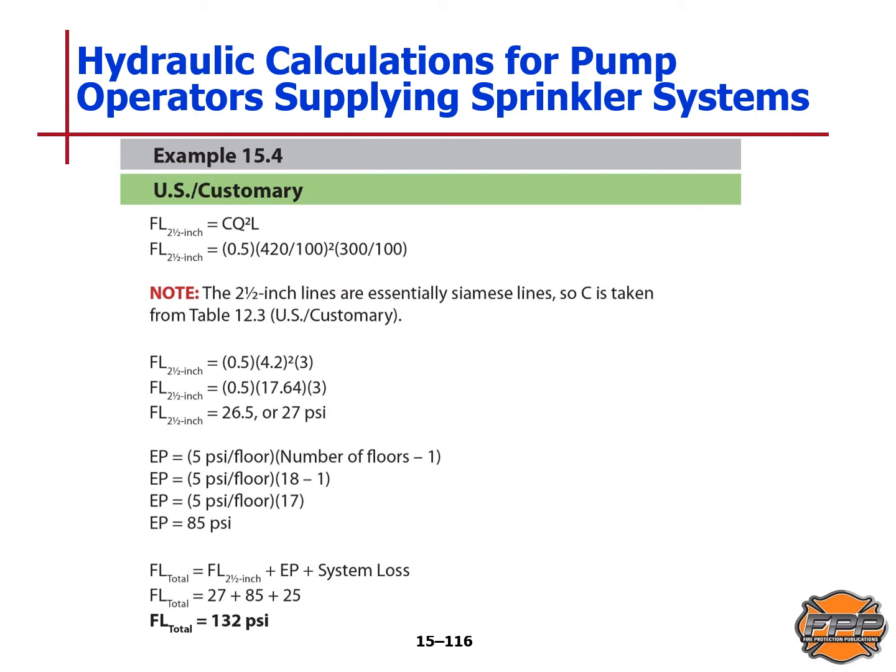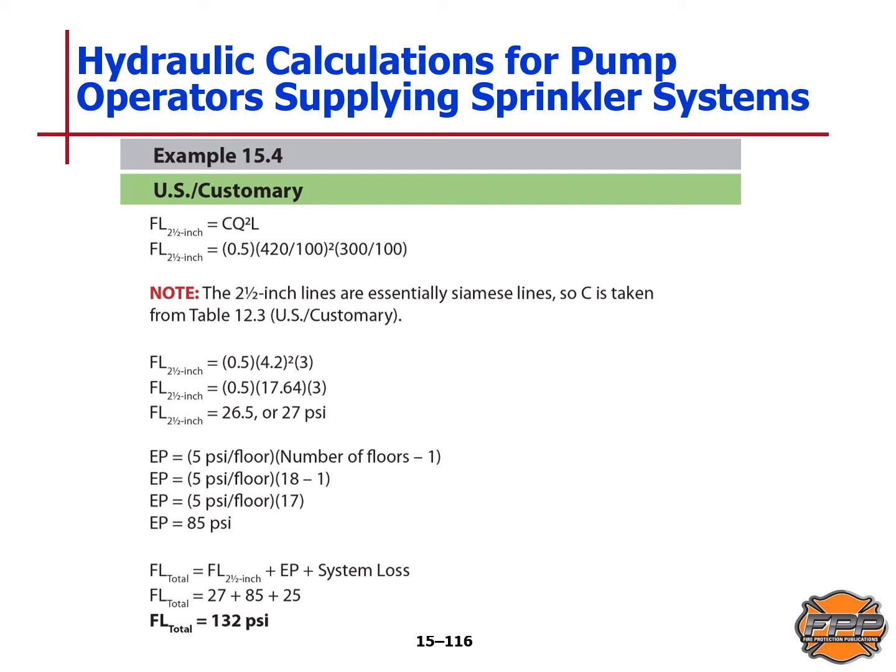Now, friction loss for the 2.5-inch hose is our old friend CQ squared L. So we take friction loss for the 2.5-inch hose and we plug in the math. 0.5, which is our coefficient, 420 divided by 100 squared, and 300 divided by 100. Note the 2.5-inch lines are essentially Siamese lines, so C is taken from table 12.3, which is U.S. customary. That's our coefficient. So continuing, we take our friction loss for 2.5-inch line equals 0.5 times 4.2 squared times 3.